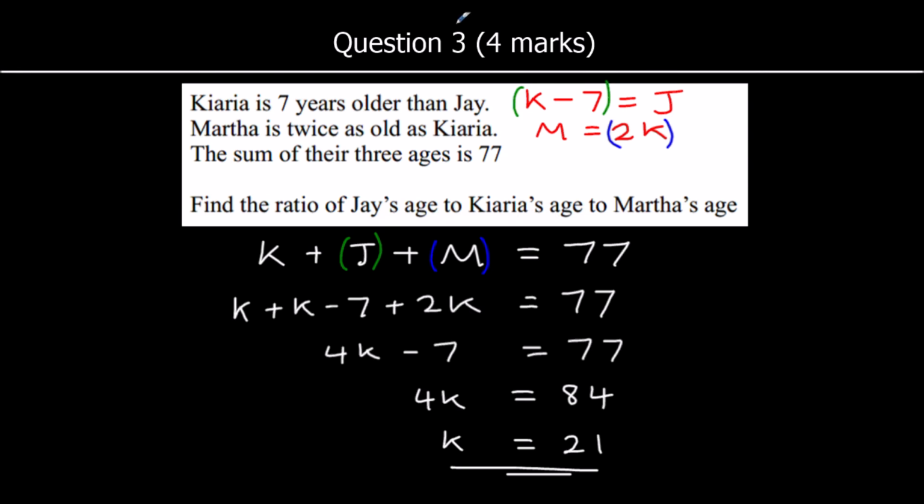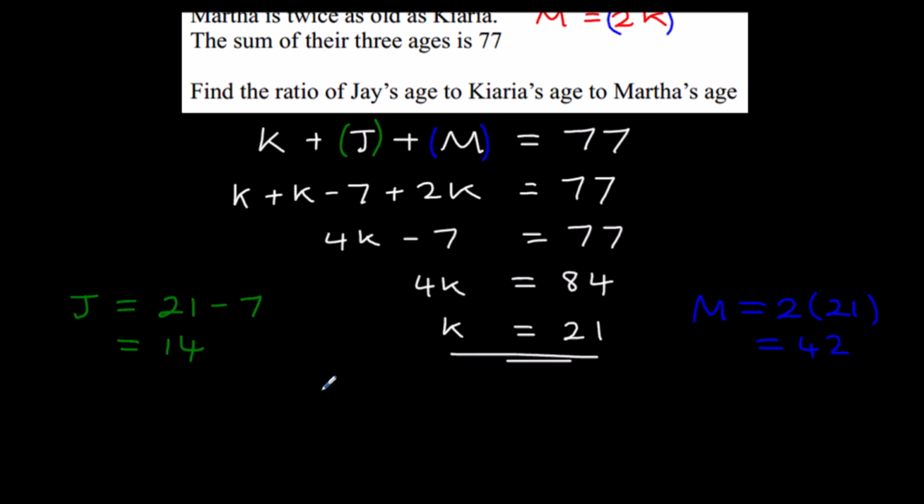J is K minus 7. So 21 minus 7, which is 14. M is 2 Ks. 2 21s make 42. So I'm going to write the ratio of J to K to M. 14 to 21 to 42.